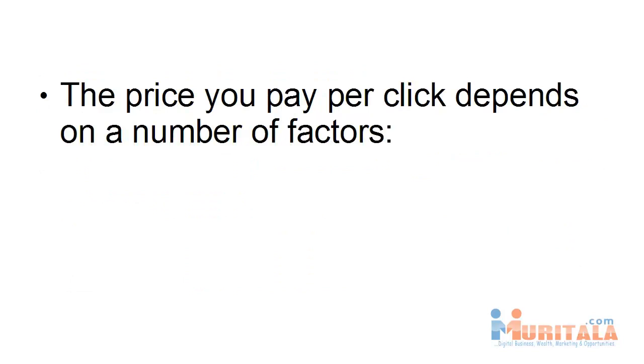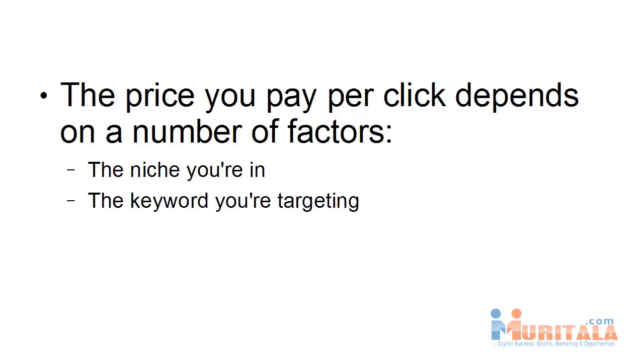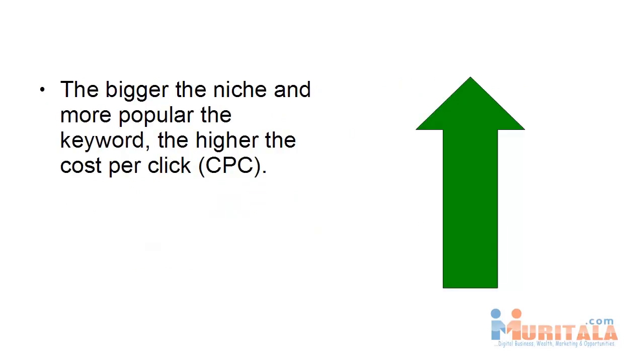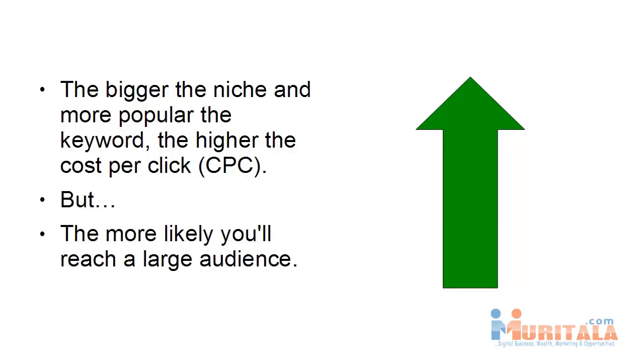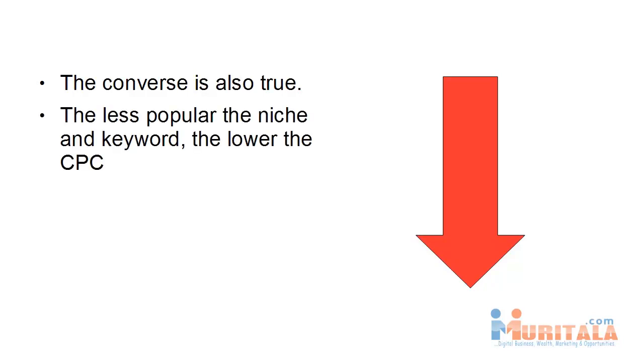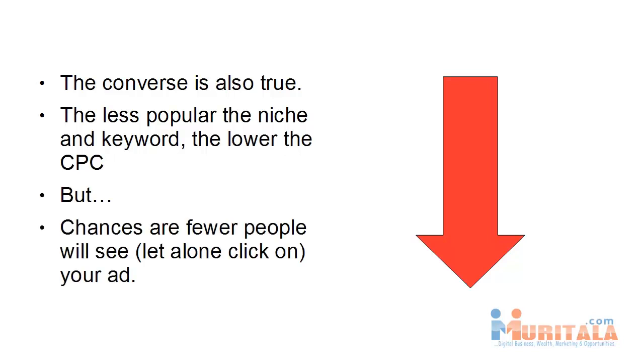Now, the price that you're going to pay for each click depends on a number of different factors. It depends on the niche that you're in, the keyword that you're targeting, and how many other marketers are targeting that niche or keyword. Now, pros and cons to both, of course. The bigger the niche and the more popular the keyword, then the higher the cost per click, otherwise known as CPC. But the more likely you're going to be able to reach a large audience. The converse is also true. The less popular the niche and keyword, the lower the CPC. But chances are that fewer people will see your ad, let alone click on it.